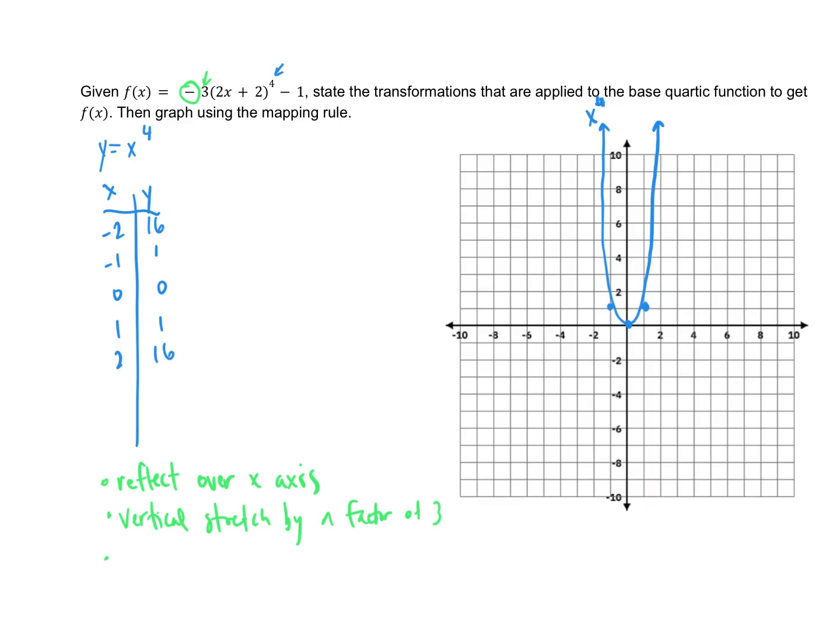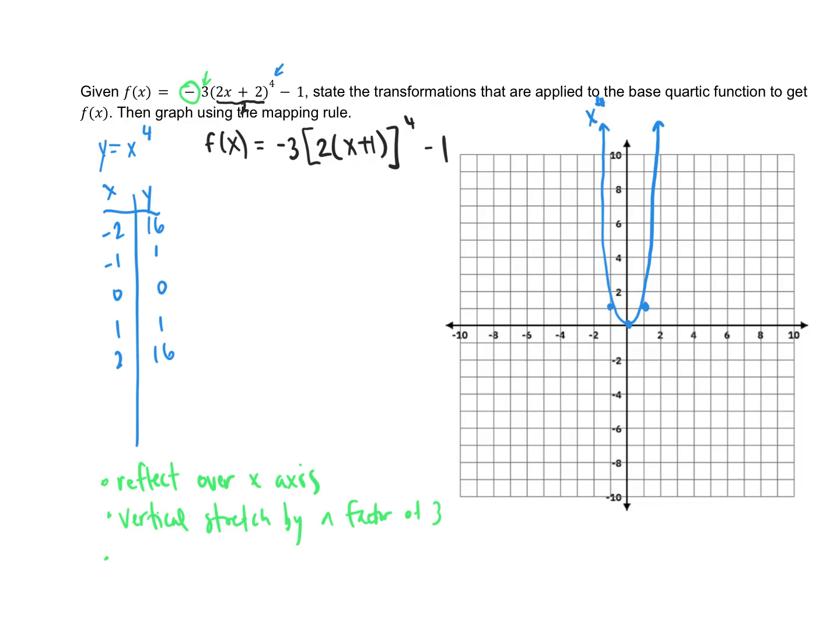Then we have, okay, something funky is happening inside the bracket. I have this 2x plus 2, but in order for us to state the transformations properly, the k value has to be factored out. So I'm actually going to rewrite this. Keep the negative 3, open up a square bracket, and imagine dividing both the 2x and the 2 by 2, and we're left with x plus 1. Now it's all to the 4 minus 1.